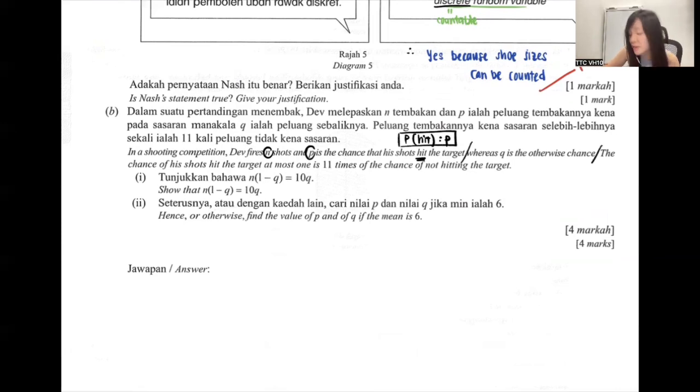Whereas Q is the otherwise chance. So otherwise, that means what? Probability of miss. So probability of miss, they call it Q. That's what they say. Remember, this is probability of one-time hit and probability of one-time miss. Everything is one time. Small p, small q is always for one time.